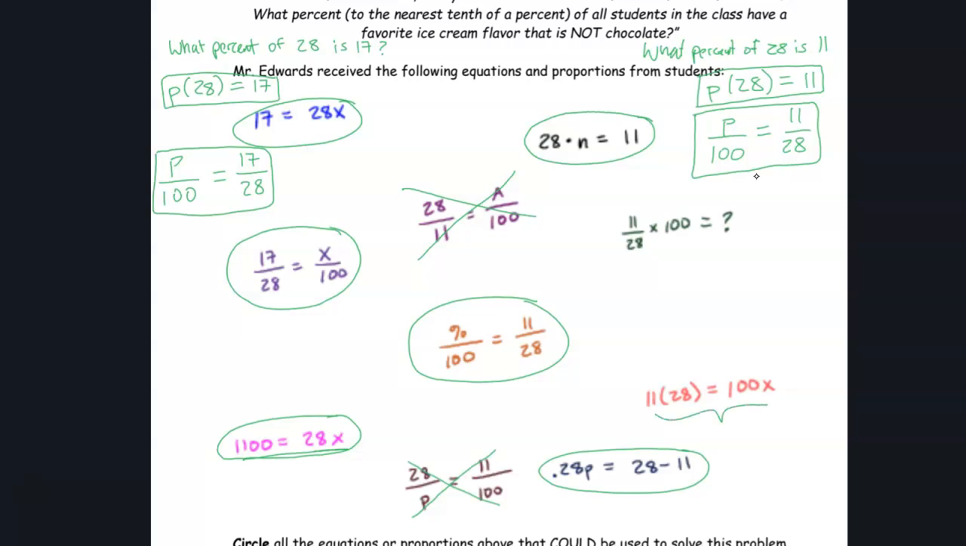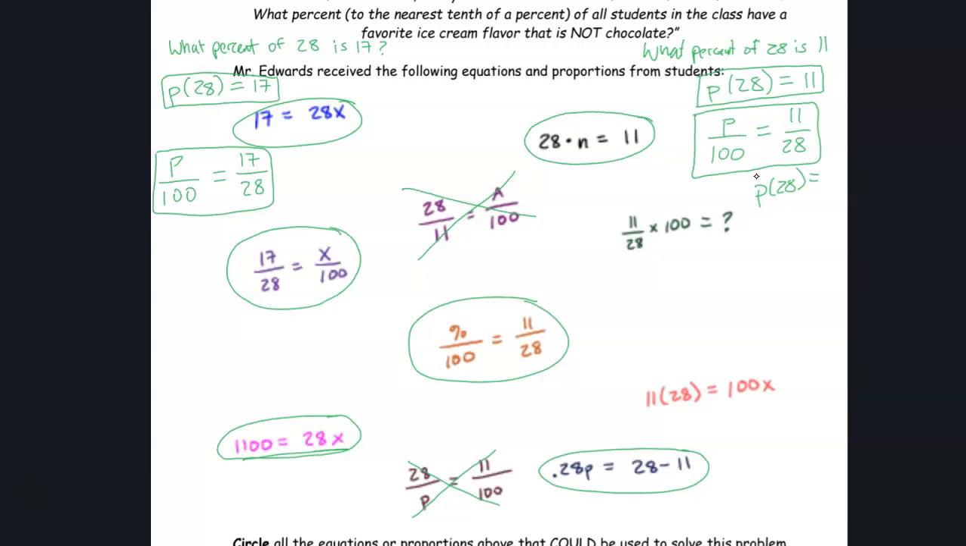If I look at this one, it looks like maybe what they were doing here is cross multiplying, like they went ahead and multiplied. But if I went ahead and multiplied, I would have P times 28 equals, and then 11 times 100, right? That's not what I'm getting here. So instead of their variable times 28 and 11 times 100, they're getting 11 times 28 and their variable times 100. So that may be what they're doing.